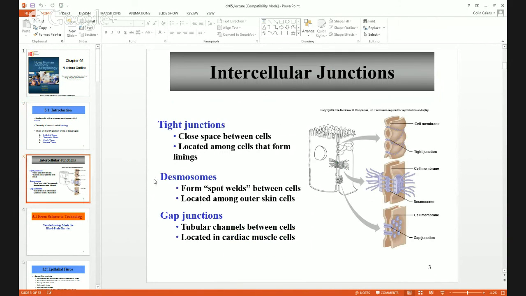Tissues are joined together by intercellular junctions. Tight junctions are close space between cells. They're located among cells that form linings. Desmosomes form spot welds between the cells. They're located among outer skin cells. And gap junctions are tubular channels between the cells. They're located in cardiac muscle cells.